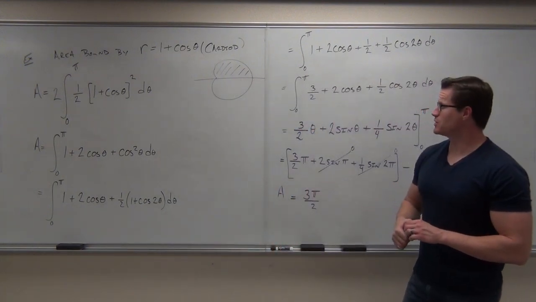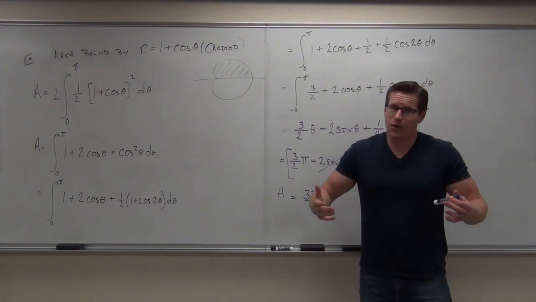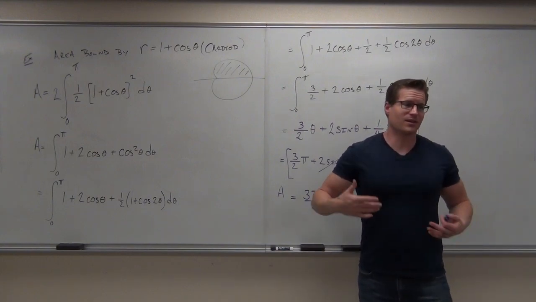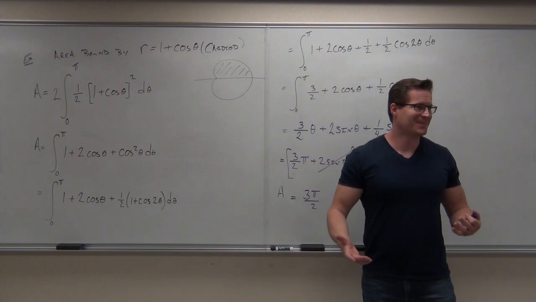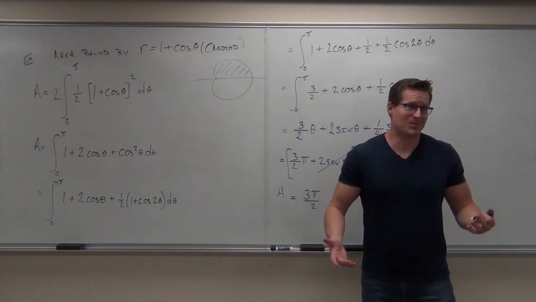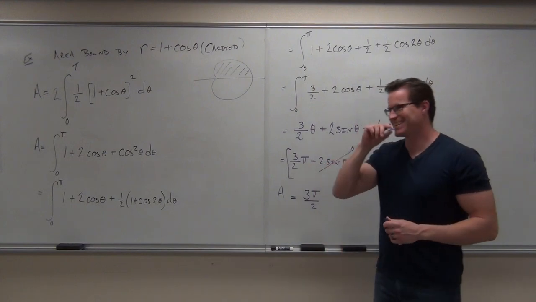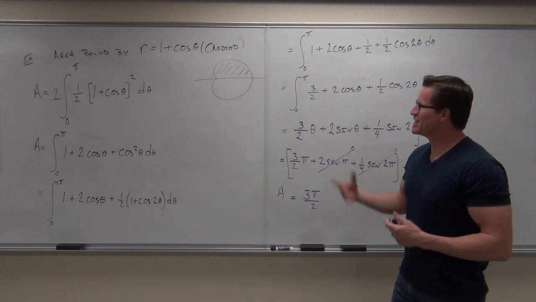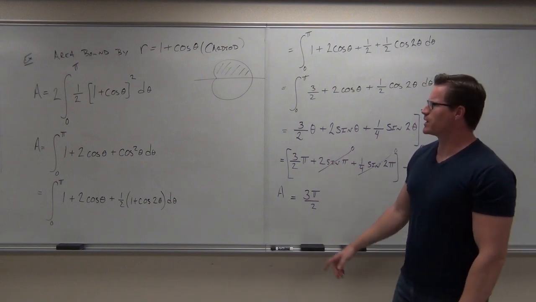So when someone asks you, do you have a large heart? You say, no, really, my heart is only an area of 3 pi over 2. It's a finite number. That was really dumb.